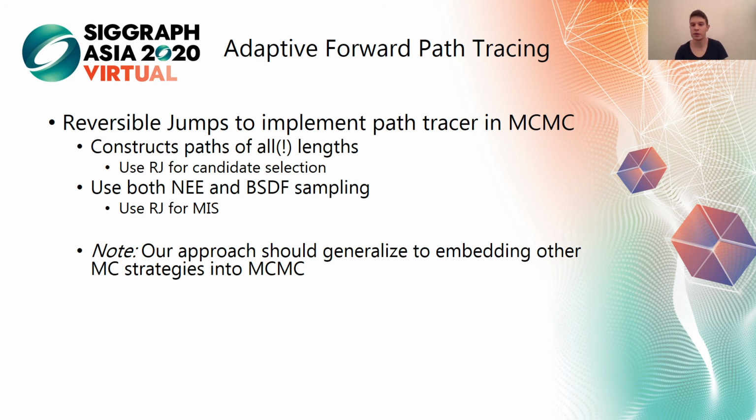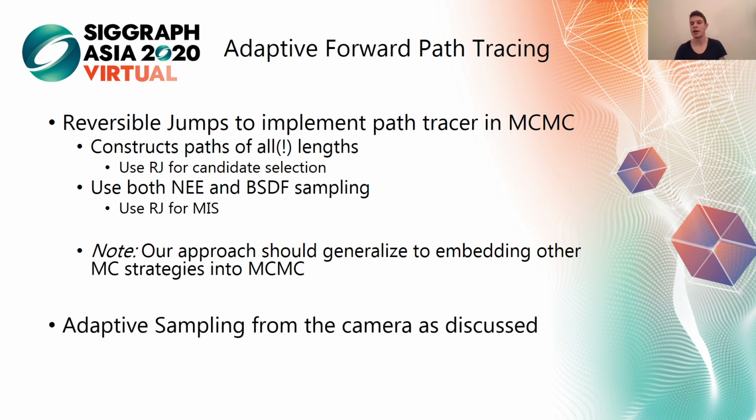On a second technical note, it is not entirely obvious how to embed an effective path tracer in a Metropolis light transport setting. In our paper, we describe how to make use of the reversible jump framework to efficiently construct many paths of different lengths simultaneously, mixing multiple techniques. Our approach should be generalizable to the embedding of other Monte Carlo techniques as well. Besides the path tracing large step, our rendering algorithm only has one other mutation strategy, which performs the adaptive path sampling that we discussed.